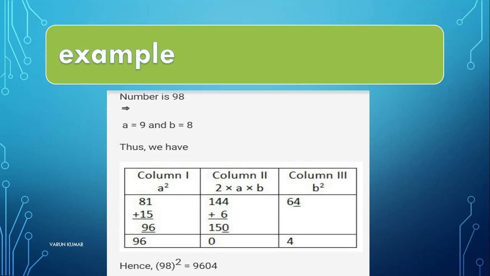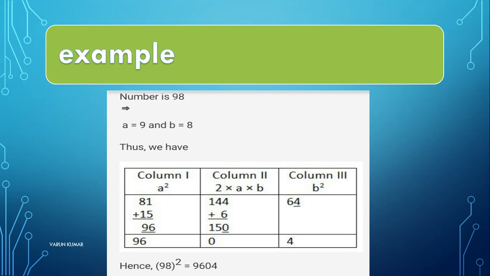Example: suppose we have to find the square of 98 with this Coulomb method. For this, we take A as 9, B as 8 and construct a column. In column 1, we write A square, in column 2, we write 2 into A into B, and in column 3, we write B square. When we calculate A square, we get 81, 9 into 9. When we calculate 2 into A into B, 2 into 9 into 8, we get 144. Third is B square. We multiply 8 into 8, then we get 64.